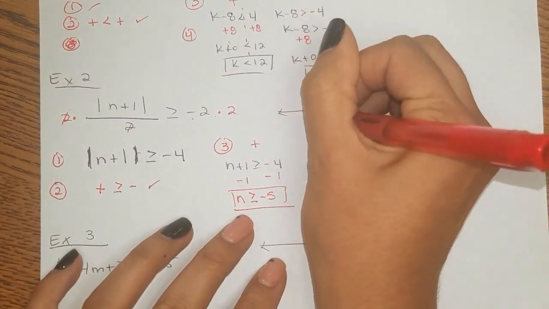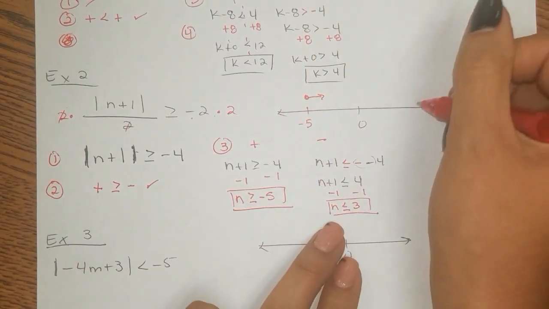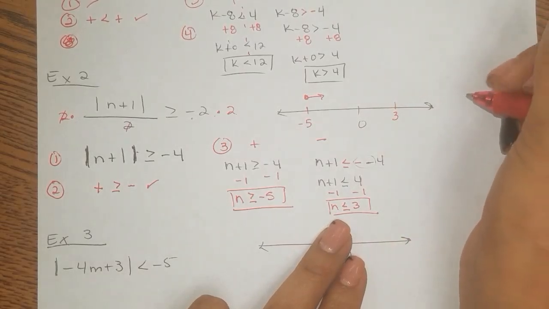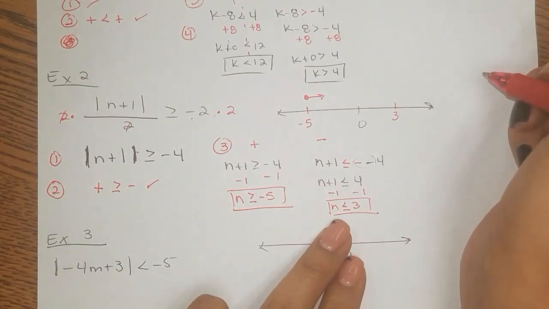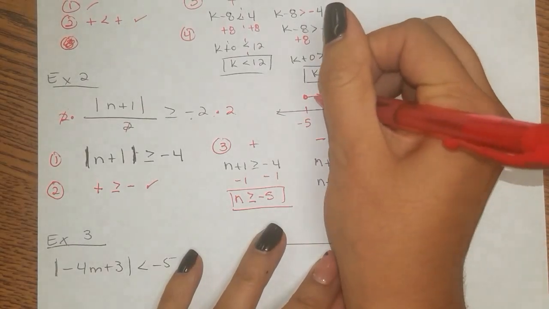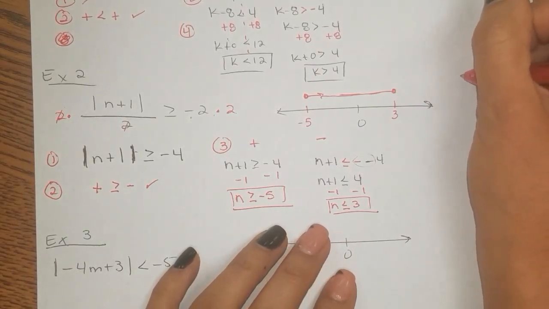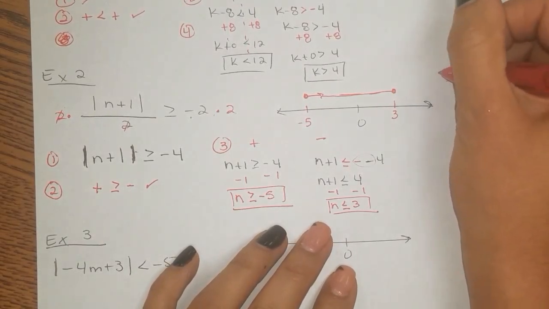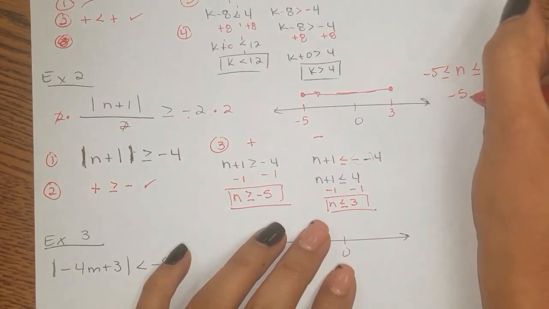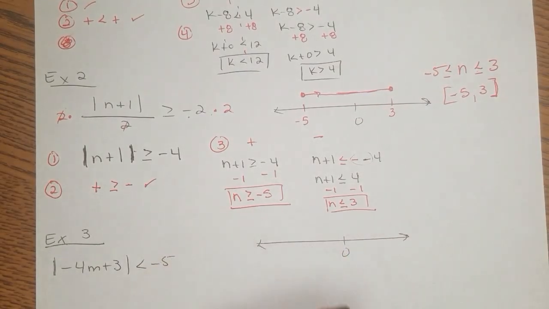Now you solve. Minus 1, n is greater than or equal to negative 5. Minus 1, n is less than or equal to 3. Negative 5 is over here. Greater than or equal to is closed circle to the right. n is less than or equal to 3. 3 here is closed circle to the left, and these are going to connect. So if you wanted to write them as an inequality, you would have n greater than or equal to negative 5 but less than or equal to 3. In interval notation would look like this. Okay.